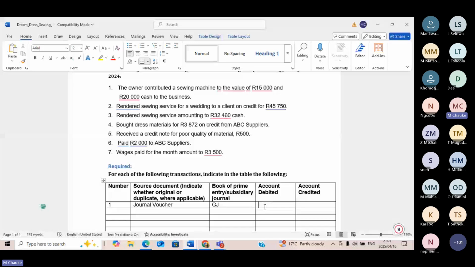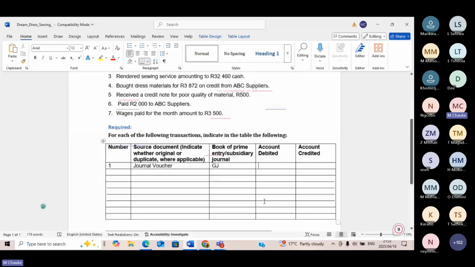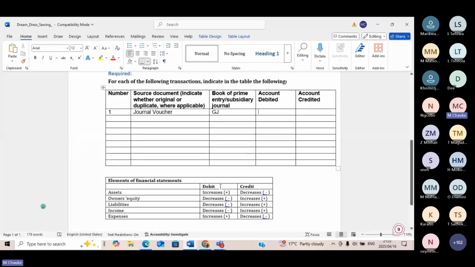So when there's an increase in our asset, it means we must debit. Why? According to the principle of the elements, whenever an asset increases, we must debit, right? That is why we are going to debit our machinery. We don't just debit and credit, we follow the principle. Are you guys following right there? And then we're going to credit what? Capital. We're going to credit capital.